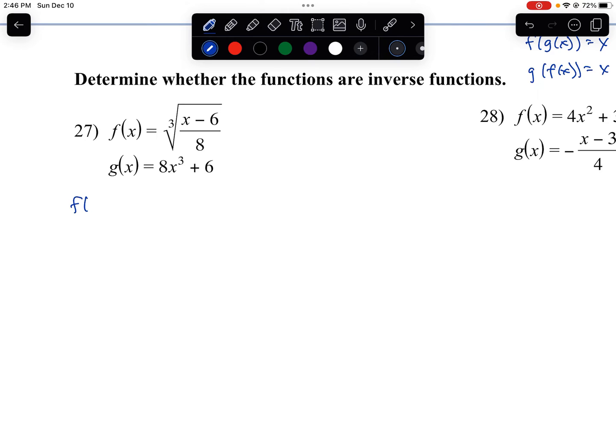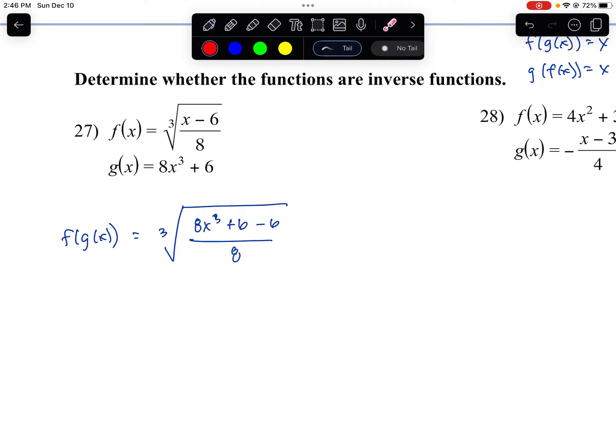Let's start with f of g of x, which means I'm going to take g of x, and g of x is inside of f, so this has to be plugged into that spot right there. So it's going to be equal to the cube root of 8x cubed plus 6, minus 6, divided by 8. See again, this is the g of x function. It's been plugged into f of x. And then we'll see if we can simplify.